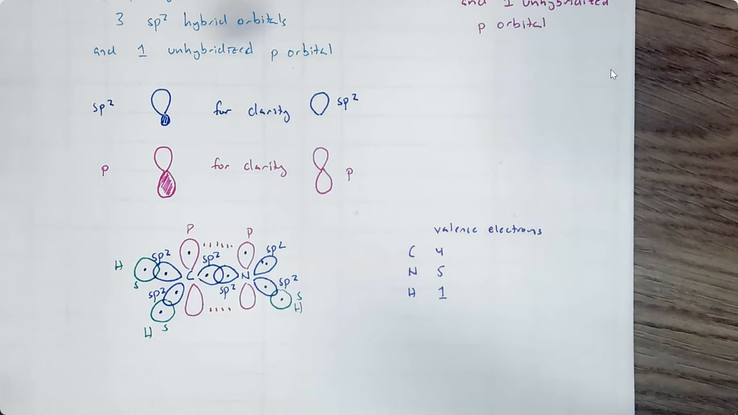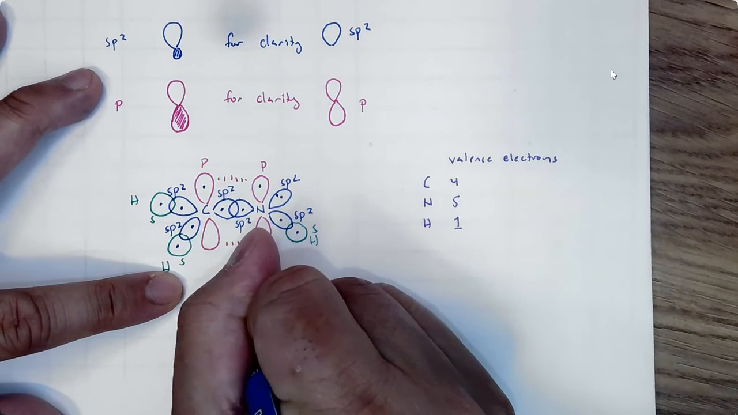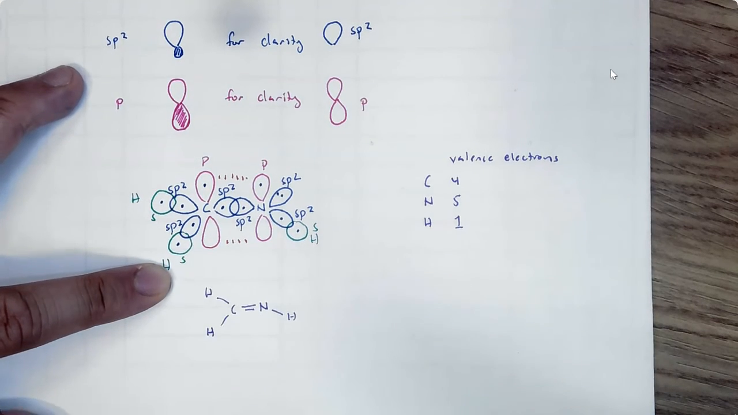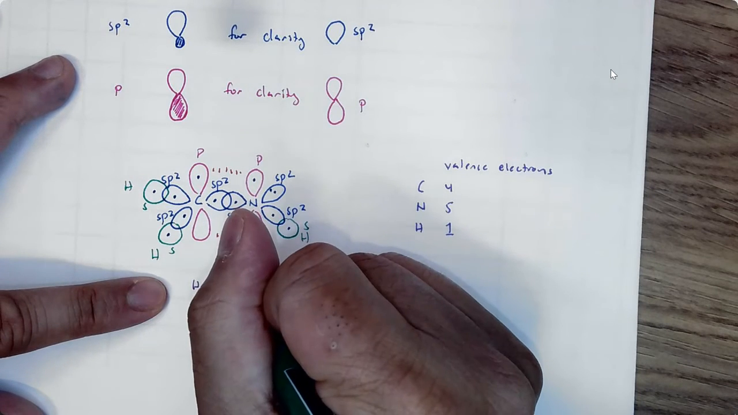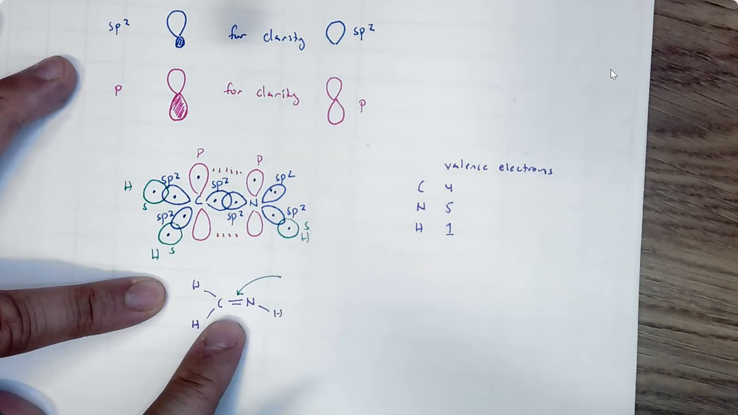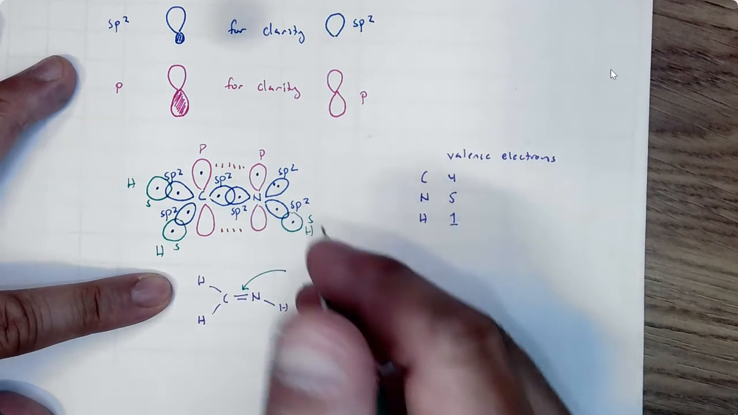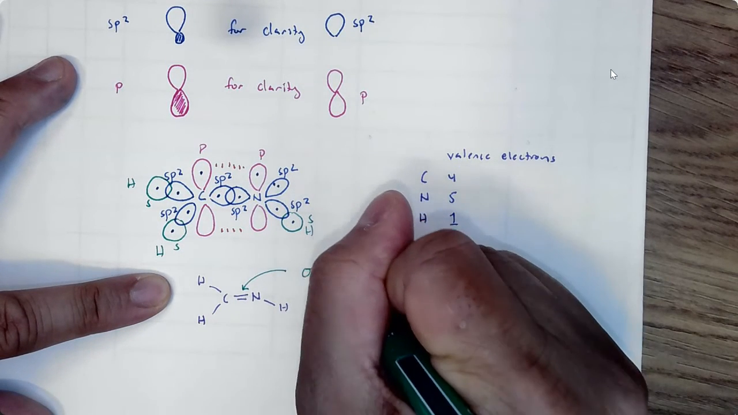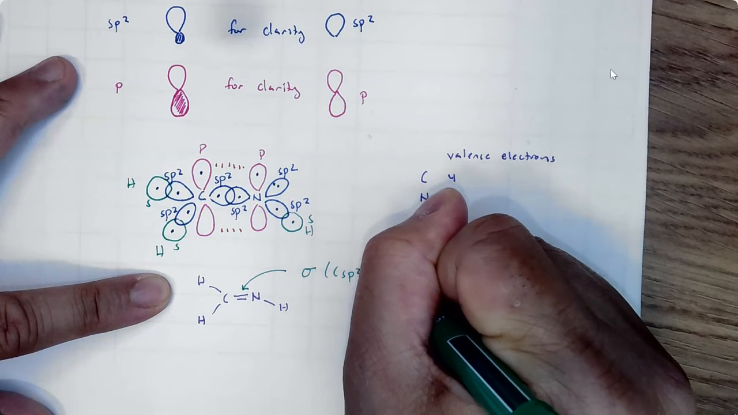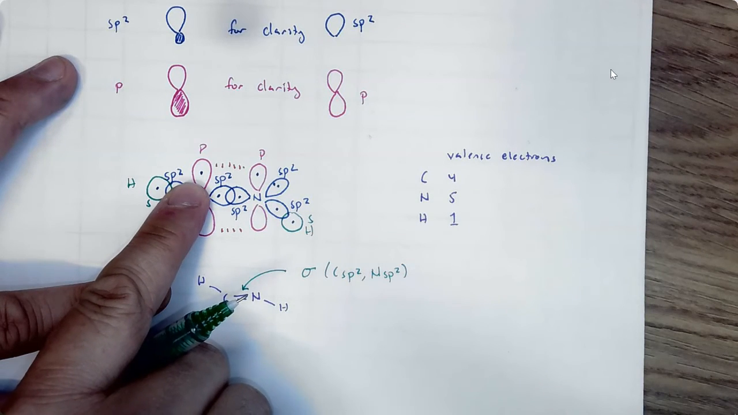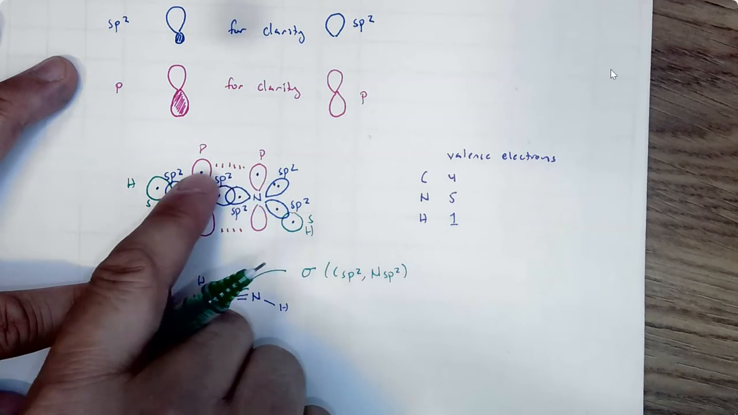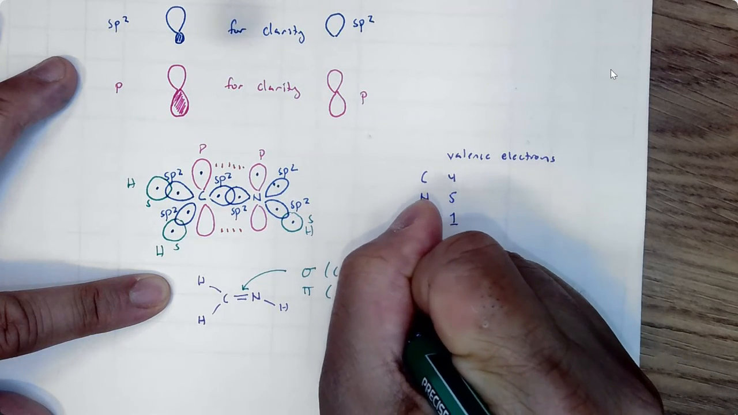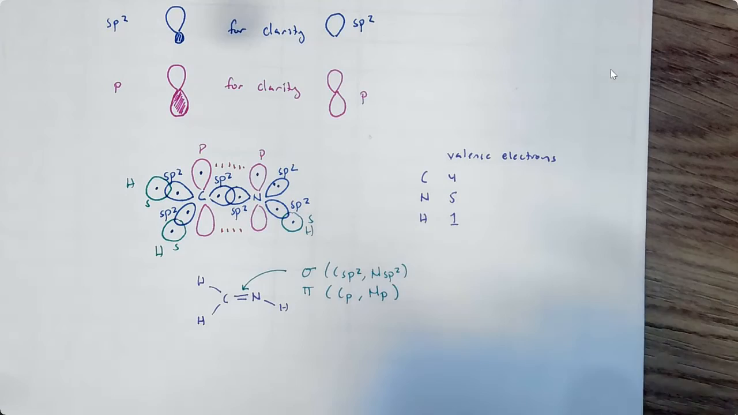And just as a bonus, if I drew out the Lewis structure, how does this cartoon help? This cartoon helps because I can literally look at what is overlapping to make that double bond. There's a sigma bond between an sp2, sp2. 1 on the carbon, 1 on the nitrogen. And there's a pi bond between the 2 p orbitals, carbon p and p. Okay, so that's just a little bonus.